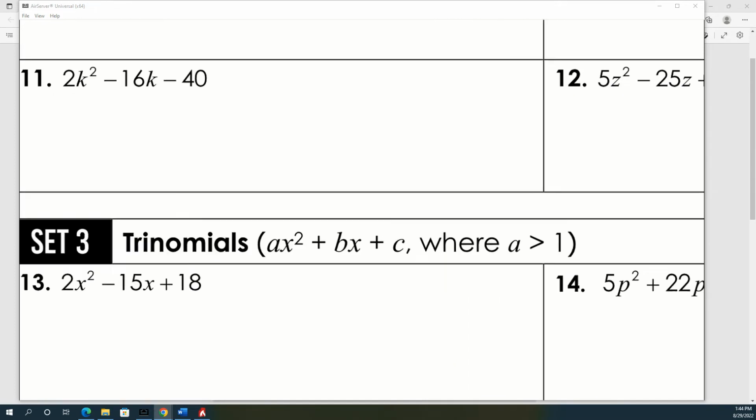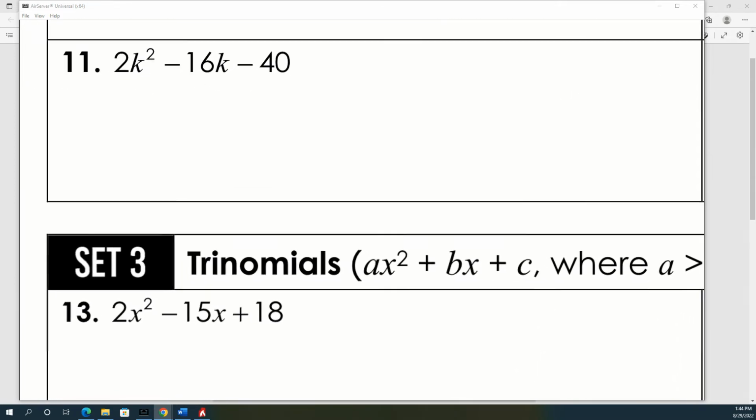However, on 11 and 12, there is a number in each term, so it's possible that I can have a common factor. We need to look at the terms and check. On number 11, there is a common factor of 2, so we're going to factor out a 2. We're going to divide each term by 2.